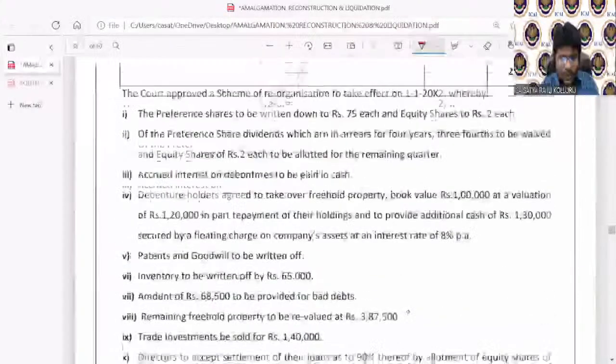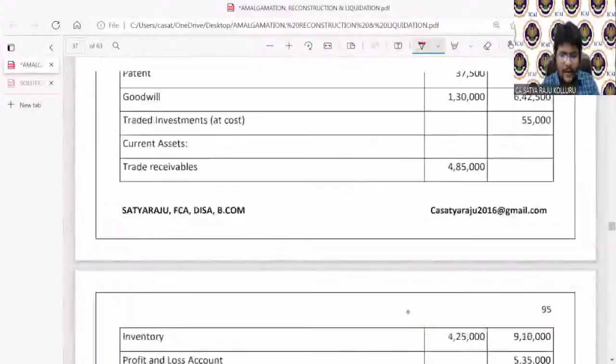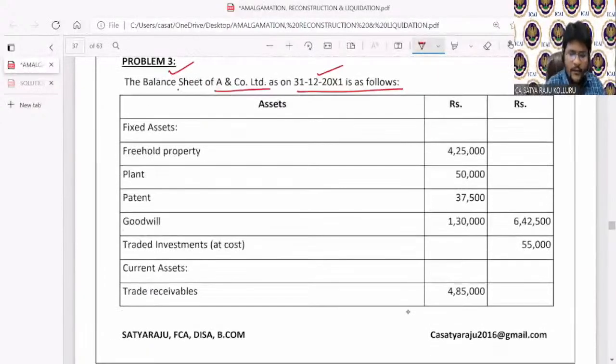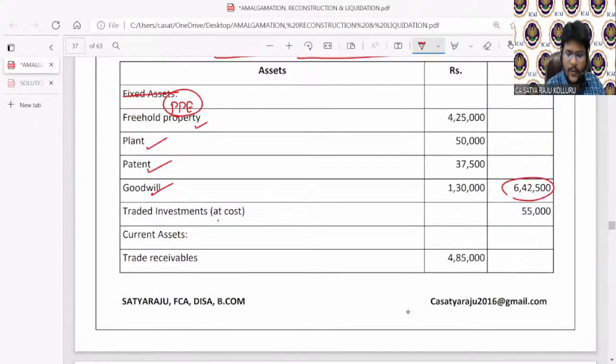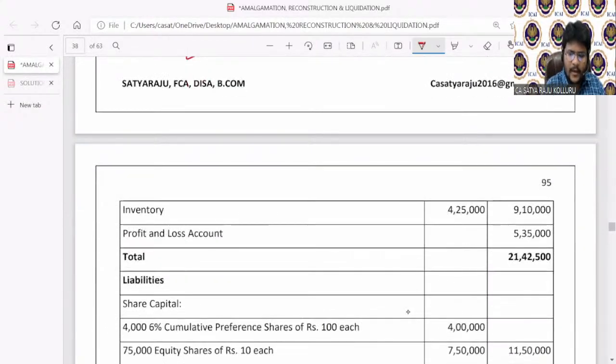Okay, now let me read point by point. First let us see the balance sheet, then we will read the additional information. Fixed assets, freehold property is there. Now I don't call it fixed assets, I'll call it PPE. That's the better thing. Next, this is actually an old problem, that's why they mention it as a fixed asset. Next, plant is there, patent is given, goodwill is there, which is the total of the fixed assets given. Trade investment at cost is there. Under current assets, trade receivables is there. Inventory is given. Profit and loss account is given.